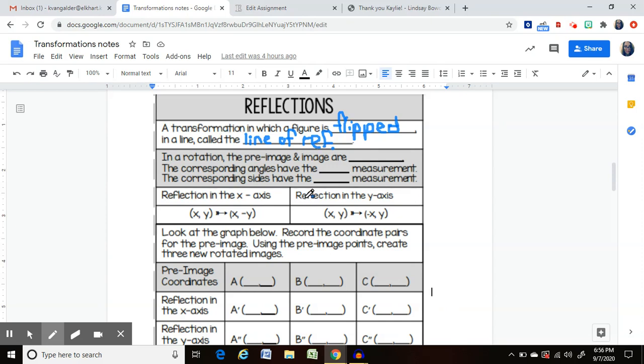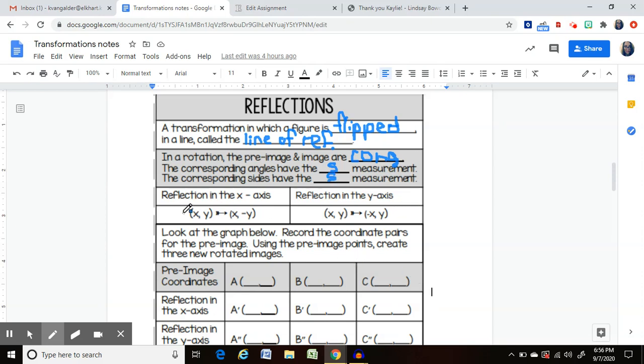But more often than not, we're just going to use an axis as the line. We're not usually going to do anything else at this point. It's just going to be one of the axes. So these are going to be congruent images. If you watched the last video, you'll remember congruent means it has the same angle measurement, same side measurement.